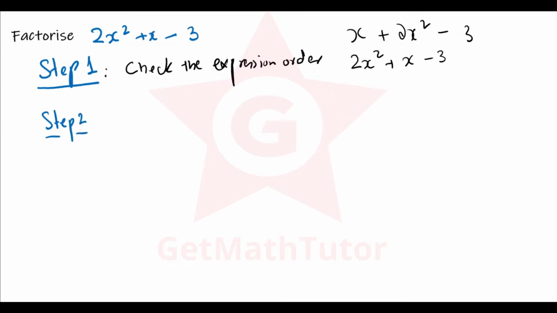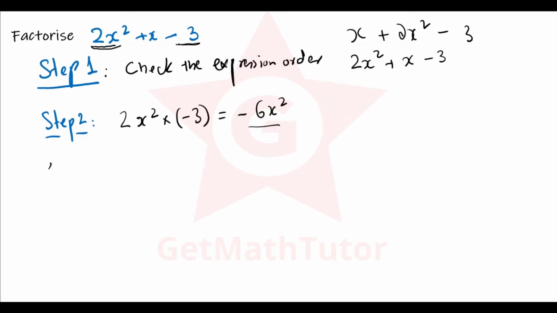So step two is we take the coefficient of the square term and we take the coefficient of the term without x and multiply them together. Or put it simply, we multiply the first term and the last term, which is 2x squared multiplied by minus 3. So this is minus 6x squared. Okay, so keep that in mind. Multiply the first term by the last term, and by the way, because it was minus 3, we have taken the sign as well, and we get minus 6x squared.